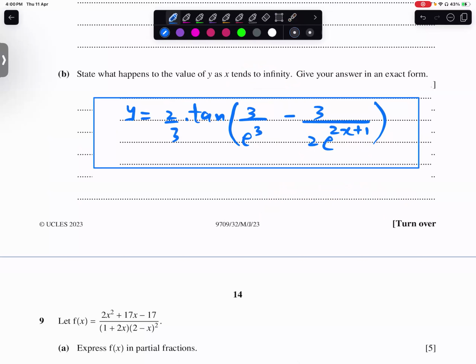Okay. So as x goes to infinity, y will approach, this arrow means y approaches, or sometimes students write equal to, that doesn't matter also. So y approaches 2 by 3 tangent of 3 divided by e cube. This is my final answer.